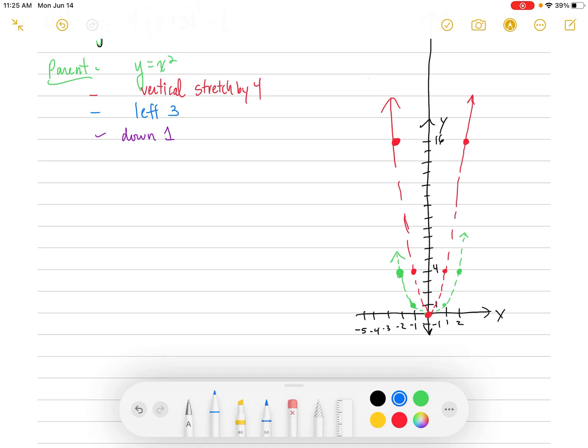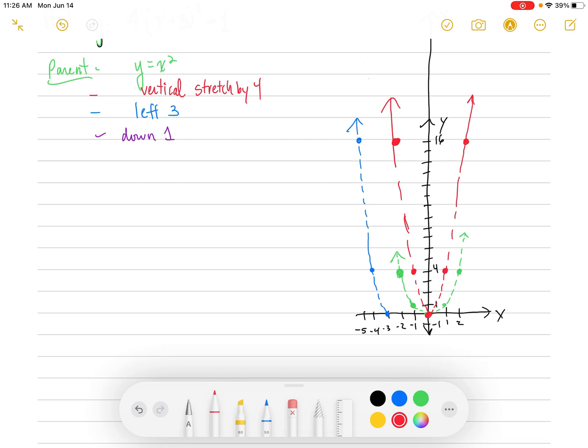Now we're going to shift everything left 3. So I'm going to take negative 2, 16. Negative 2, 16 on the left and move it to the left 3. It'll become negative 5, 16. I'm going to take the next red left point, which is negative 1, 4. I'm going to move it left 3, and it's going to become negative 4, 4. Now I'm going to take the origin 0, 0 and shift it left 3. I'm going to get negative 3, 0. So connecting the left points, we get something like this.